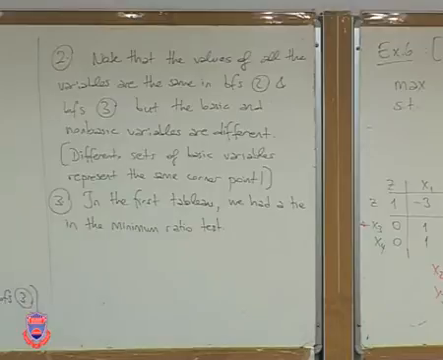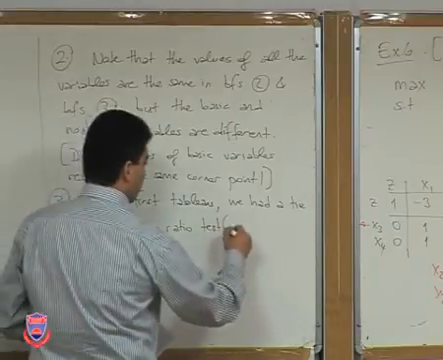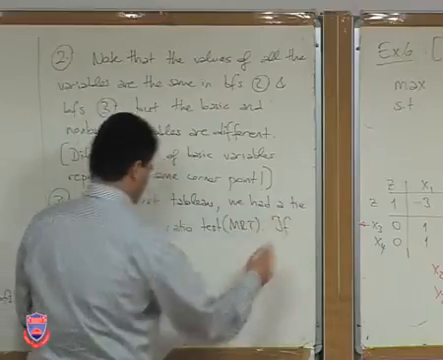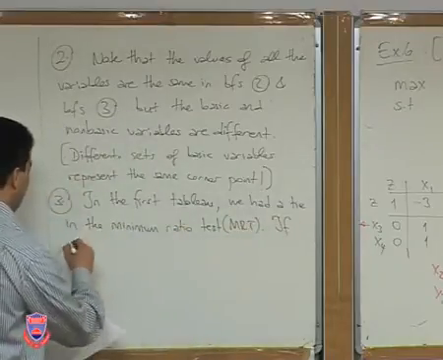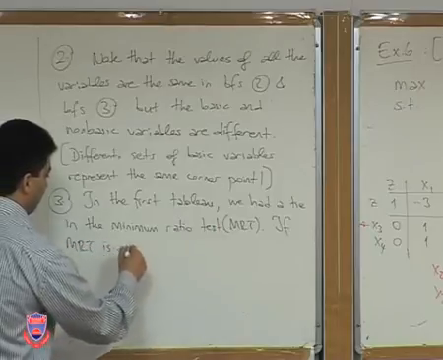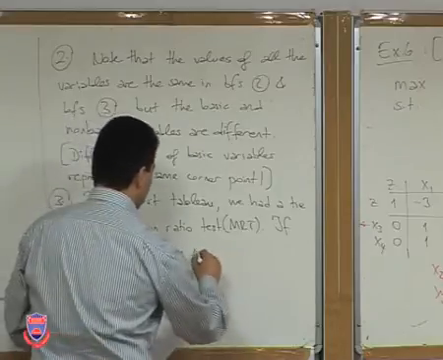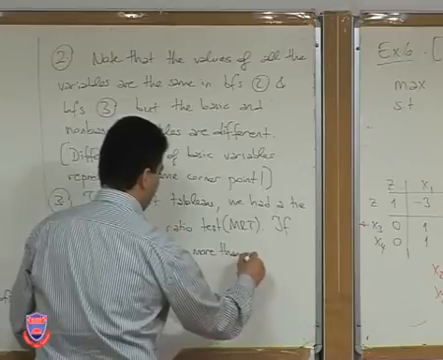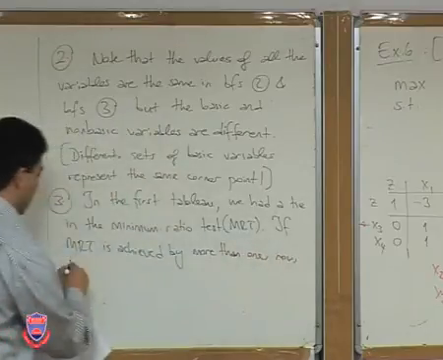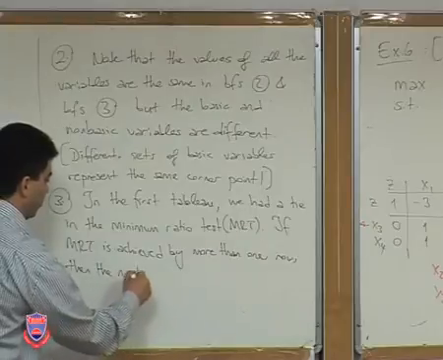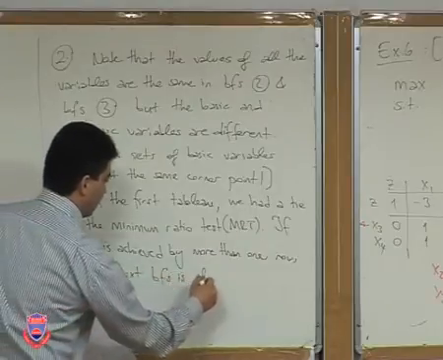So a tie basically means that there was more than one variable, one row, achieving the same minimum ratio. Okay? So in this case, both row 1 and row 2 had the same exact minimum ratios. So let me just use MRT for short. If MRT is achieved by more than one row, then the next basic feasible solution is always degenerate.